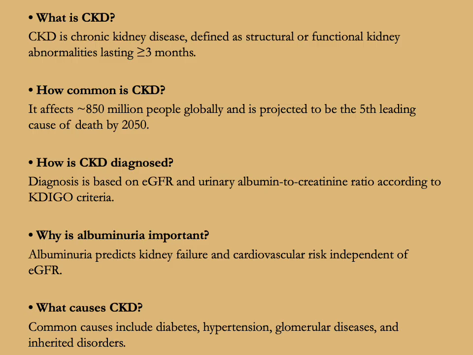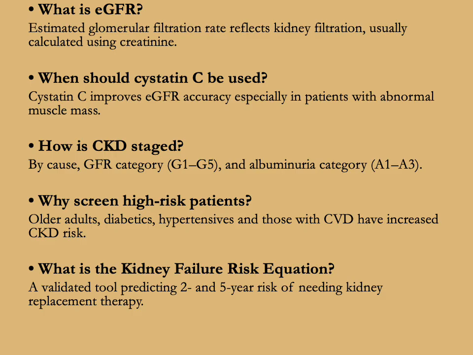Why is albuminuria important? Albuminuria predicts kidney failure and cardiovascular risk independent of eGFR. What causes CKD? Common causes include diabetes, high blood pressure, glomerular diseases, and inherited disorders. What is eGFR? It's estimated glomerular filtration rate, which reflects kidney filtration, usually calculated using creatinine.